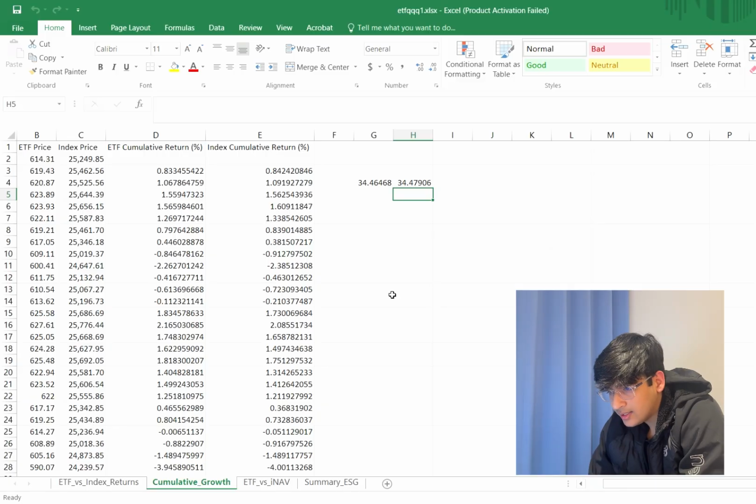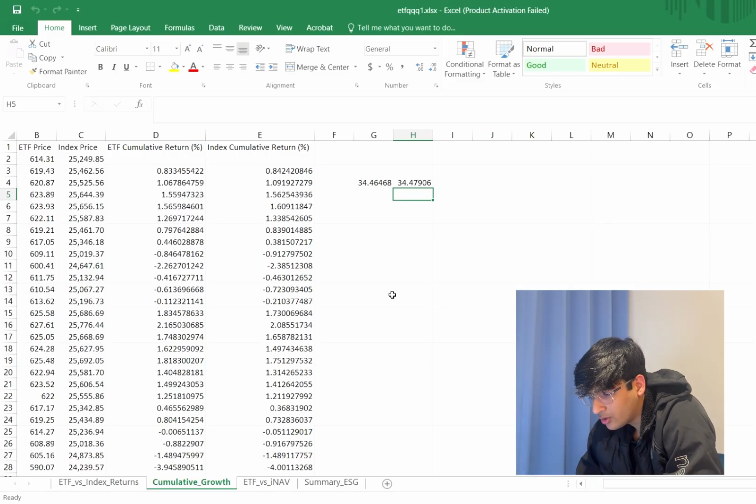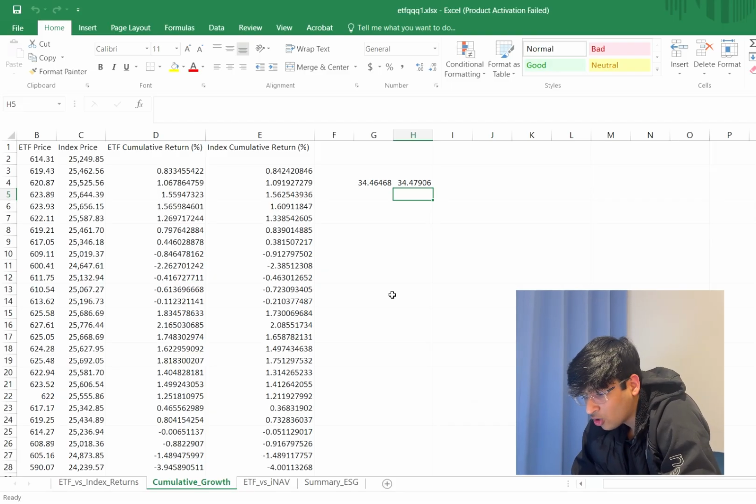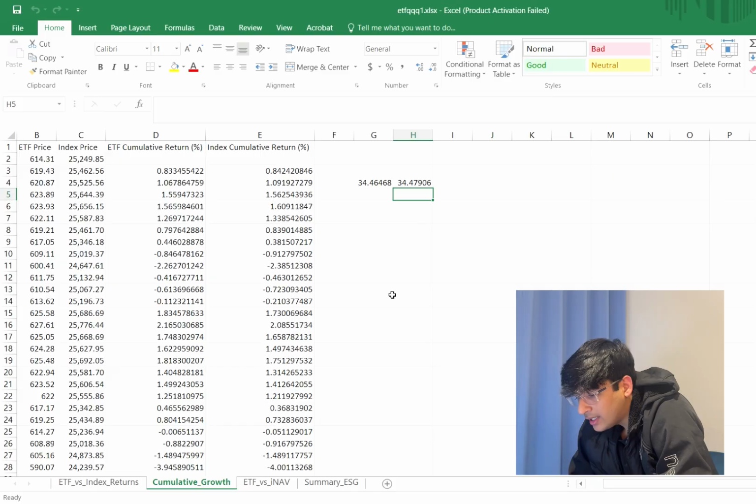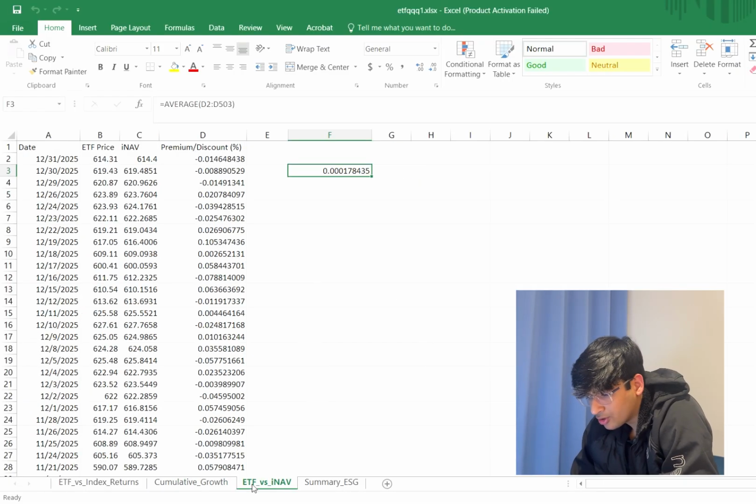Now, if we look at the second sheet, which is the cumulative growth, this sheet shows the cumulative growth of around $10,000. You can see the ETF and index lines are almost identical, with the ETF reaching over 34% growth. This proves that a buy and hold strategy works perfectly for this asset.